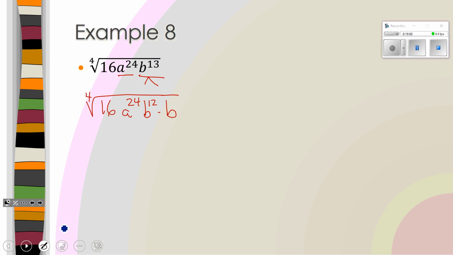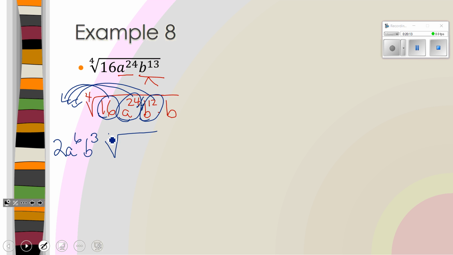Okay, so now let's circle what we can take to the outside, what we can take the fourth root of. So what is the 4th root of 16? 2, so he can come out as a 2. When I divide a to the 24th by 4, what does that come to? A to the 6th. And when I divide b to the 12th by 4, I get b to the, what do I leave on the inside? A b. And so there's your answer. So that way I take everything out at the same time.